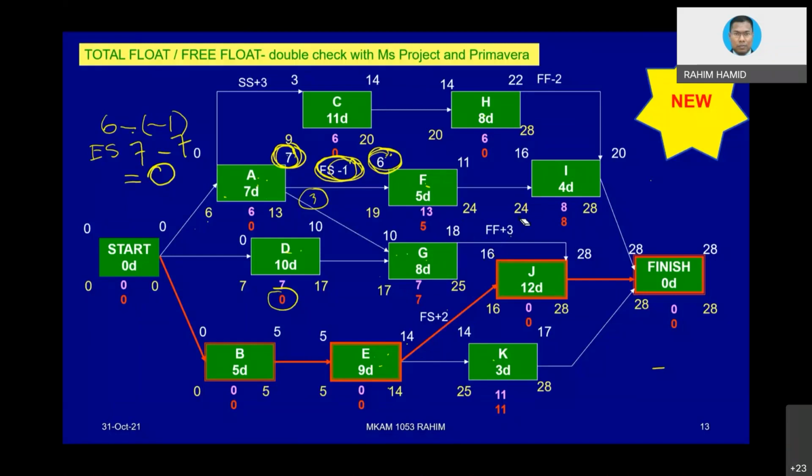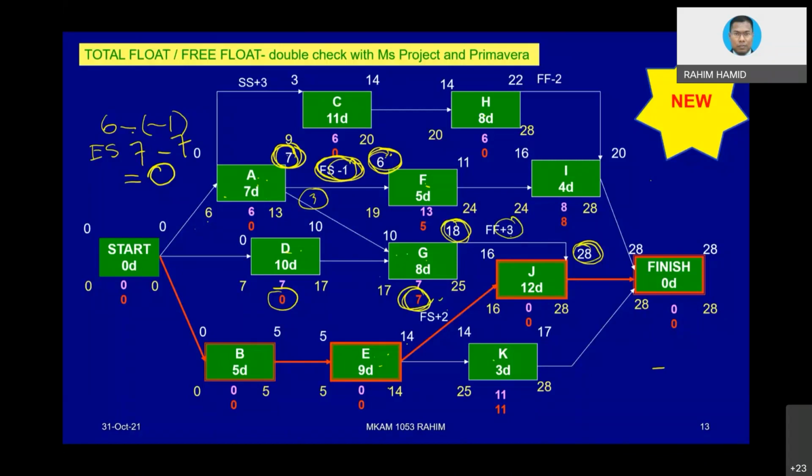If the relationship is different from finish to start, you must always consider the relationship type. The values you need to consider are this value and this value. But the way you consider it is 28, you minus 3. That will be 25. Then you minus 8. Then you get 7. That is the right free float. That is the situation.